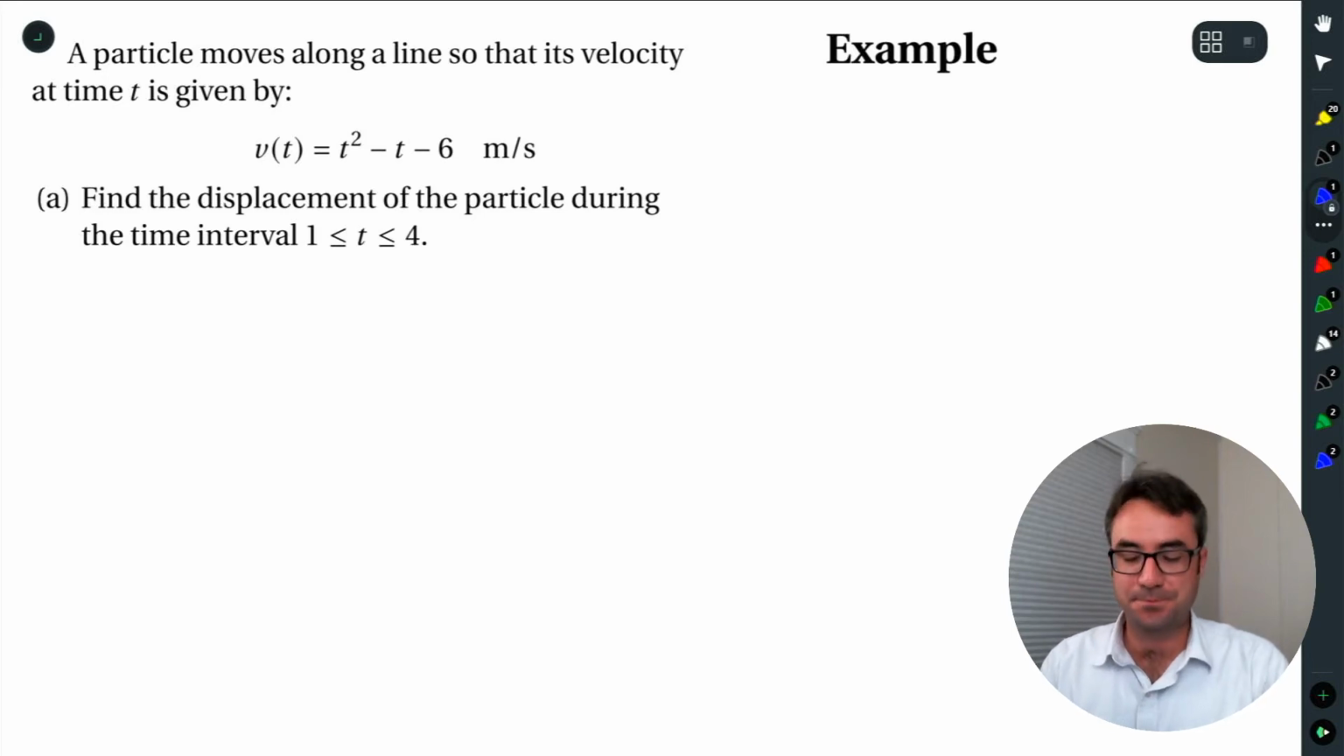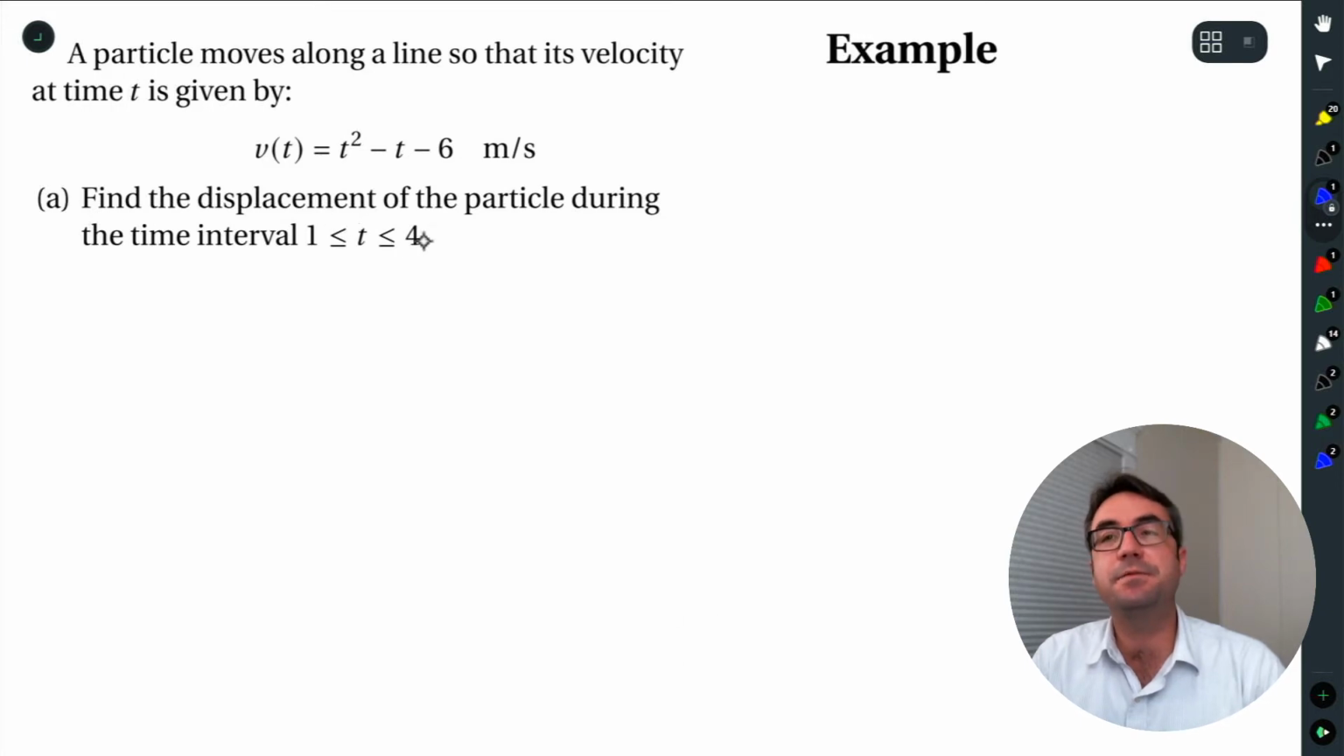Let's try another example. In this one, we have a particle that's moving along a straight line, and we know its velocity function. The velocity at time t is given by v of t equal to t squared minus t minus 6, and our units are meters per second. For the first part, we want to find the displacement of this particle during the time interval from 1 to 4. How do we do this?